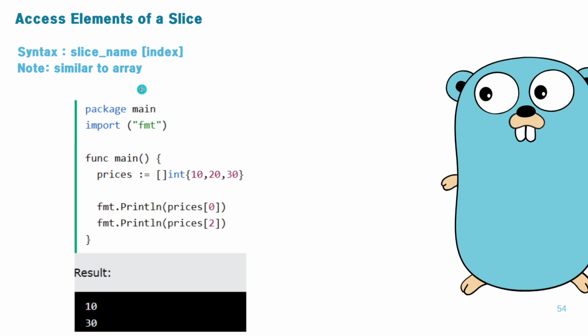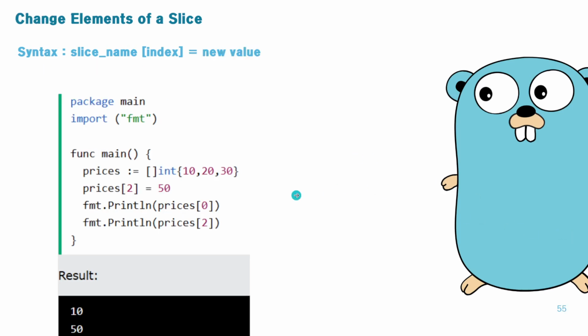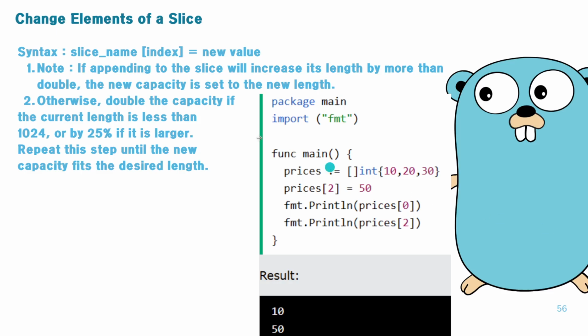If we want to access an element of a slice, it is similar to array. We just need to put the index in the square brackets. If we want to change an element in the slice, again it is similar to array. We just assign the new value to the index of the slice. Next thing is, appending to the slice will increase its length by more than double.